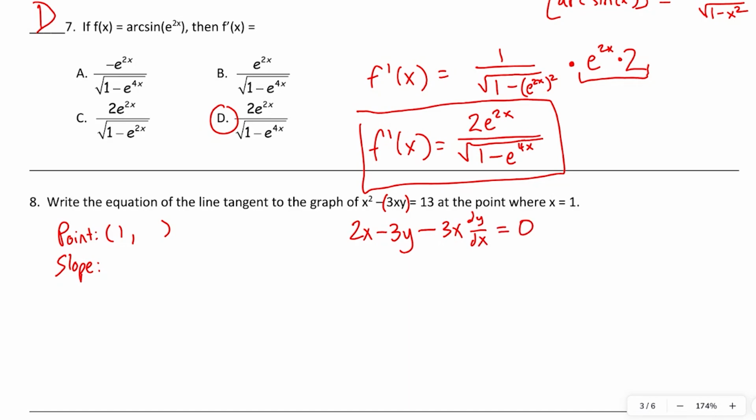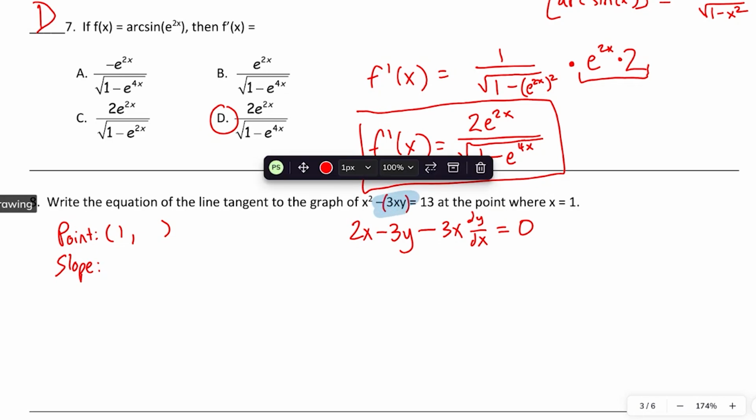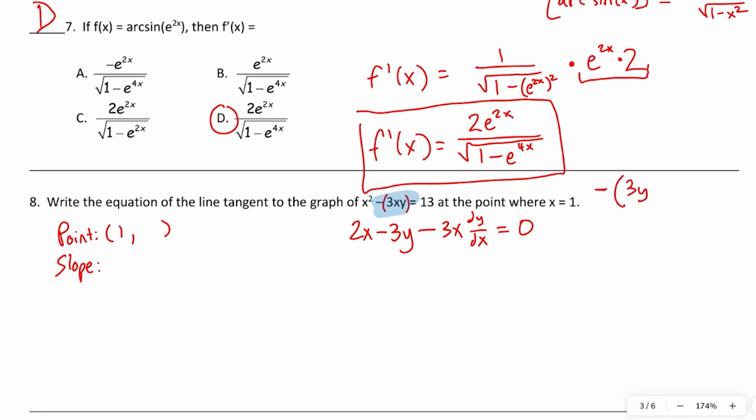Okay, just to clarify this whole minus business, if I were to do that over here, I'd have minus 3y plus 3x dy dx, and then go back and distribute this. But hopefully we've done enough of these subtracting a product problems to where you just kind of know that that's what's going to happen here. We can jump straight to the minus minus.